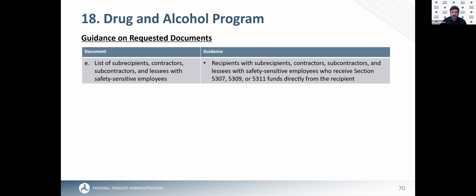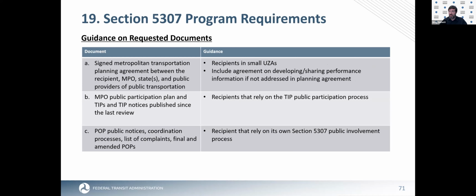Great. And we're still on the drug and alcohol program. Under item E, the RIR, of course, is asking for a list of any sub-recipients, contractors, subcontractors, and lessees that have safety-sensitive employees. This is just kind of another variation of that theme we described earlier. If you do have sub-recipients, you essentially stand in their shoes in terms of their compliance. So you do have a responsibility to exercise oversight there, and that is kind of lumped into your triennial review. Great, and I'll toss it right back to you, Matt, for the programmatic areas.